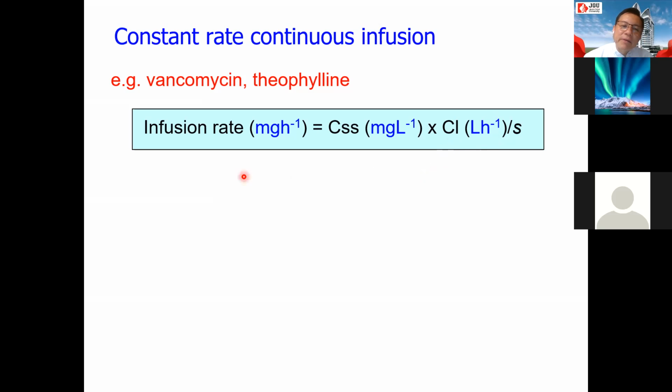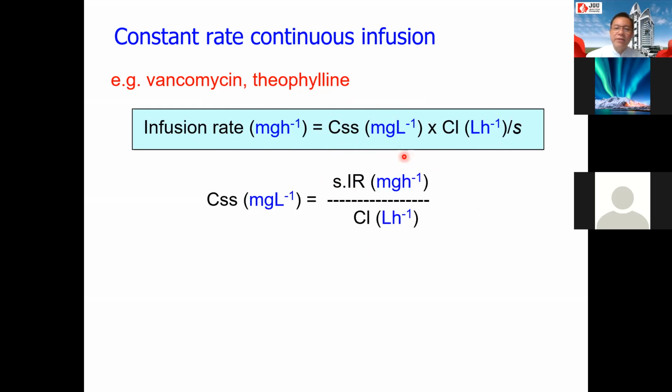Now, if we want to know the CSS, the concentration, it is the infusion rate divided by clearance. IR, infusion rate, divided by clearance. That is the CSS.